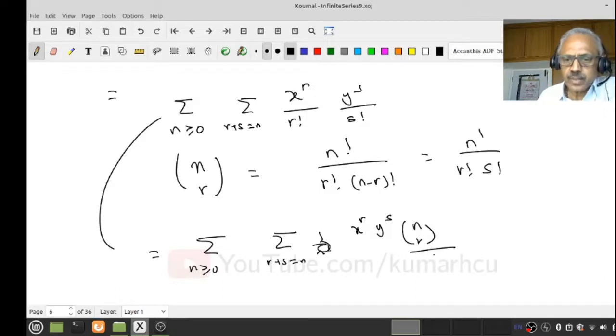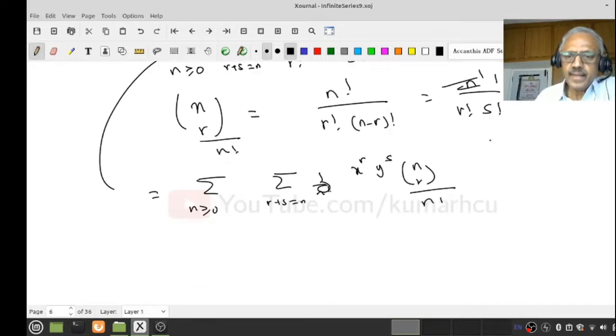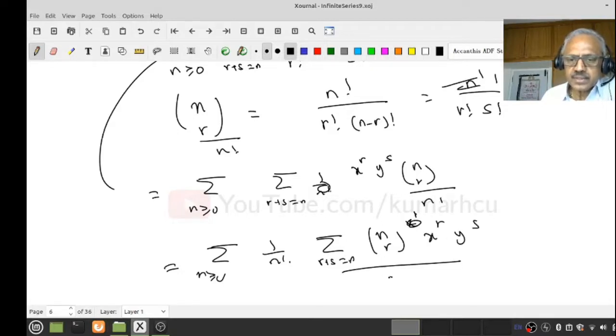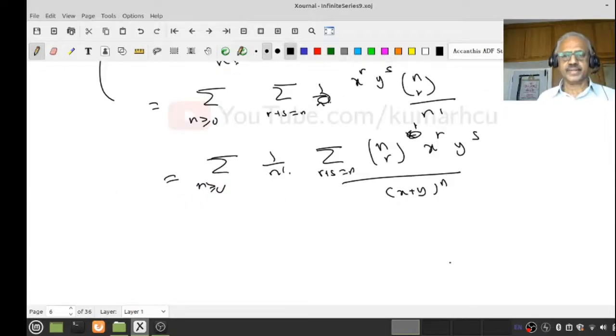Okay, n choose r by n factorial. Do you understand that? This by n factorial will be this. Yeah? But what is this? This is n greater than or equal to 0. 1 by n factorial is common. Therefore, this is going to be the sum over r plus s equal to n of n choose r, x power r into y power s, but this is nothing other than (x plus y) power n. So we got it.